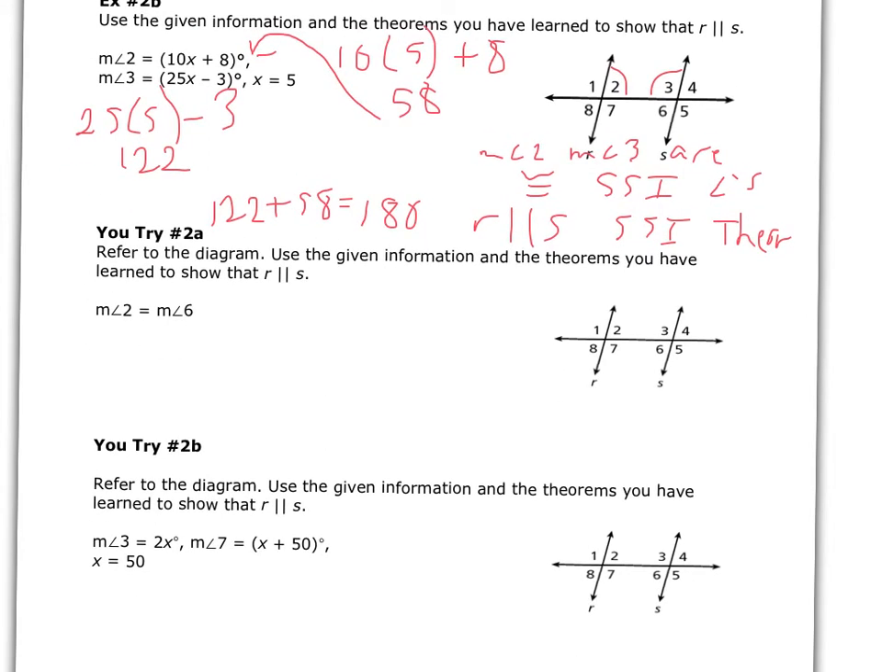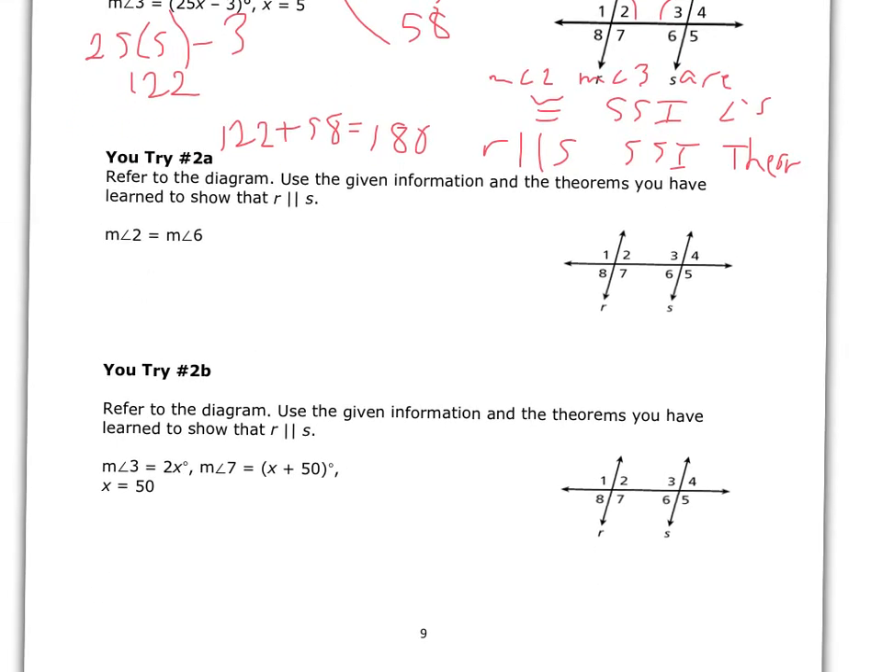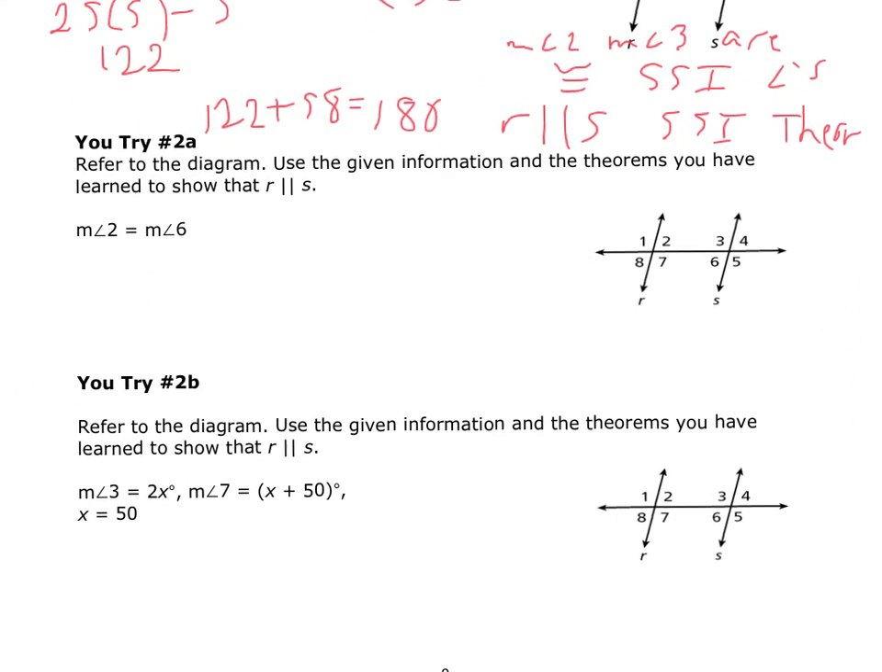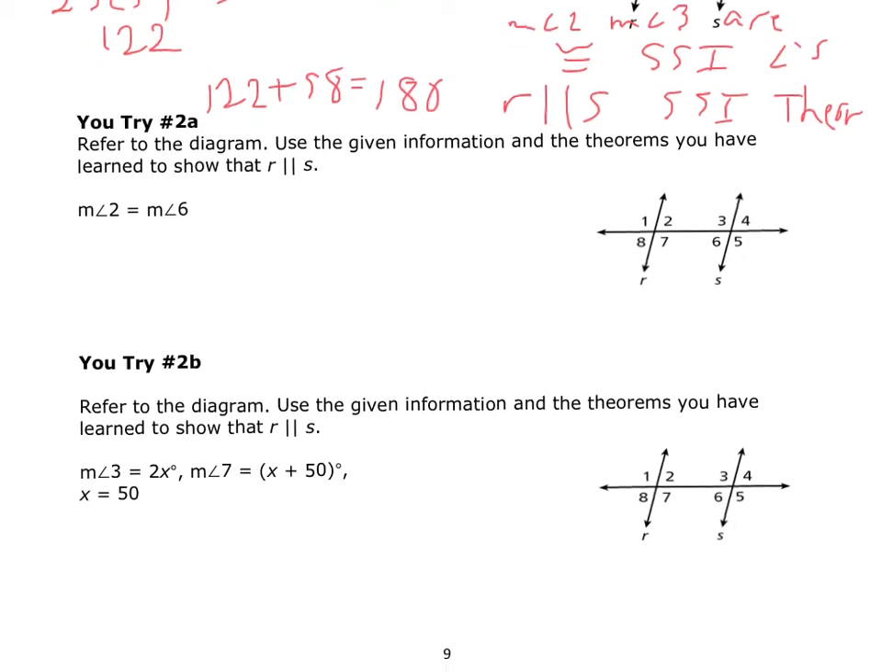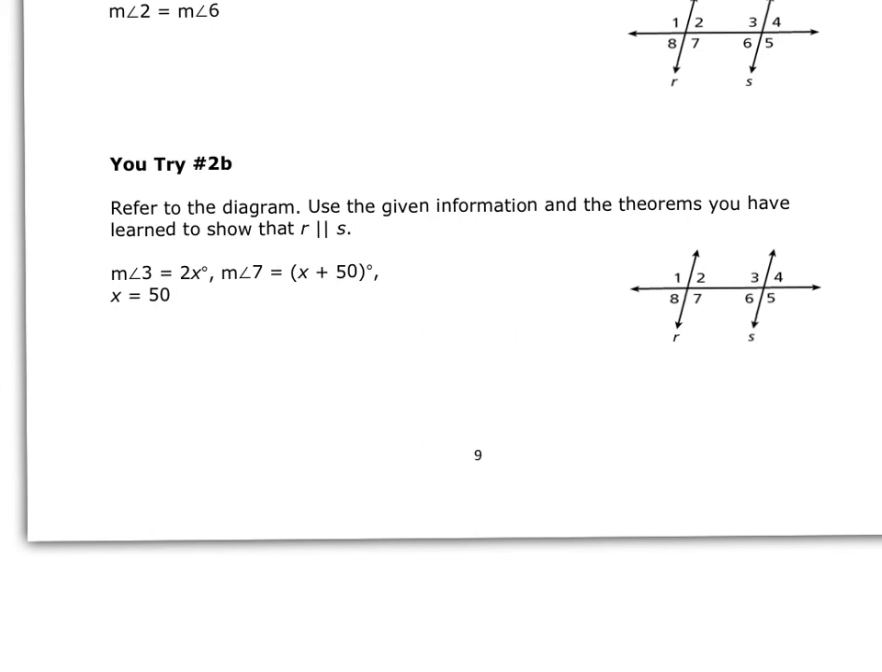Okay, I would like you to try number 2. Just a hint, this is going to be alternate interior angles that you're using. I would also like you to try 2B. You're just plugging in 50 for both of them, and then looking at measure angles 3 and 7, which are also alternate interior angles, so try to use that one with this problem.